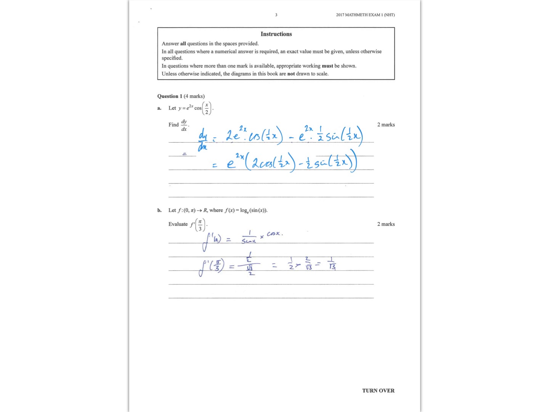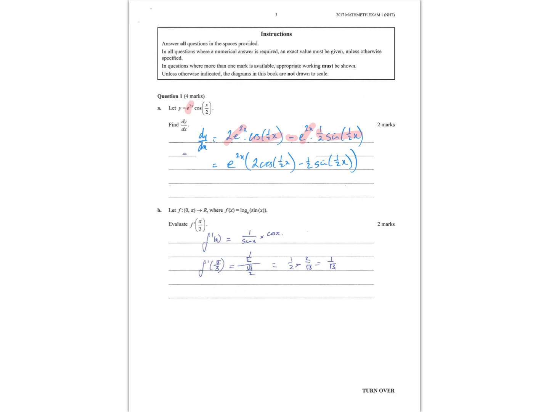Okay, so we've got a product rule here. So derivative of the first, e to the 2x, is 2e to the 2x times the second, cos of half x, plus derivative of the second. So the derivative of cos a half x is negative a half sine. So there's the negative a half sine a half x times the first function, which is e to the 2x.